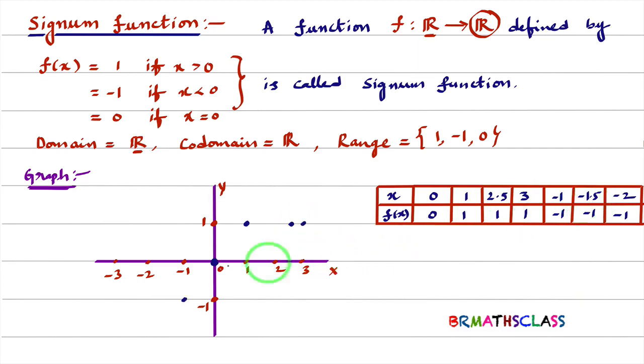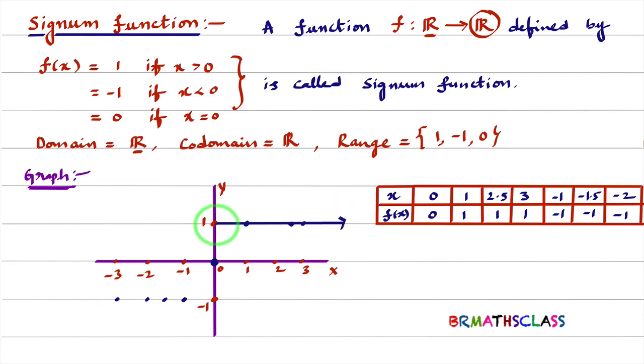Next, -1.5, -1. This is the point -1.5, -1. Okay. Next, -2, -1. Okay. Similarly, if I write -3 here, f of -3 is -1. Okay. Now, you join all these points. You observe here what you are getting. I am joining all these points. The graph is continuing like this, right?